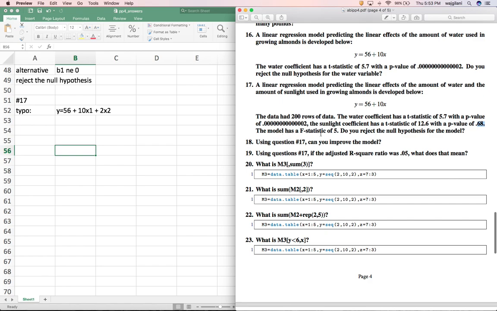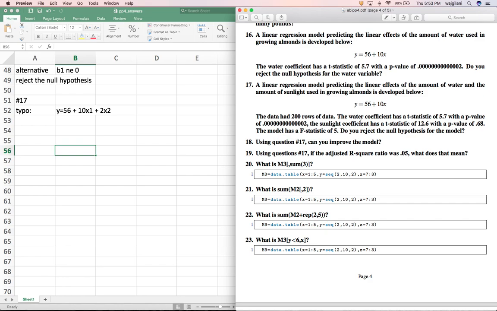The model has an f-statistic of 5. Now, do you reject the null hypothesis for the model? That's why I asked the question, because that's a red herring. Do you reject the null hypothesis for the model? Not a particular variable, just the overall model.